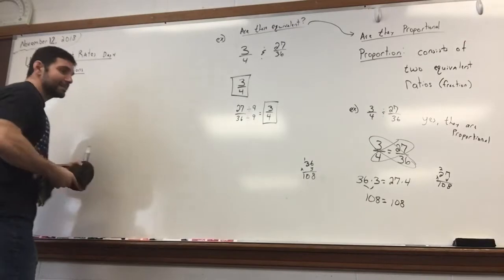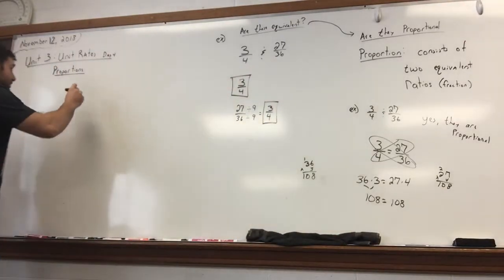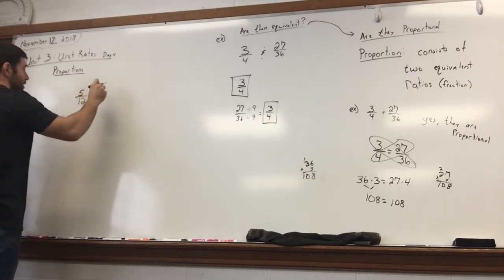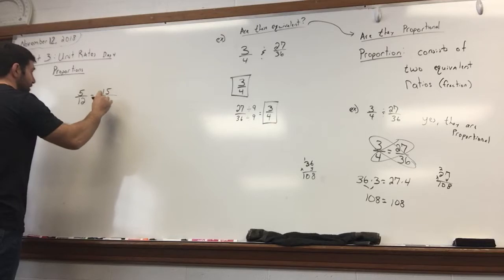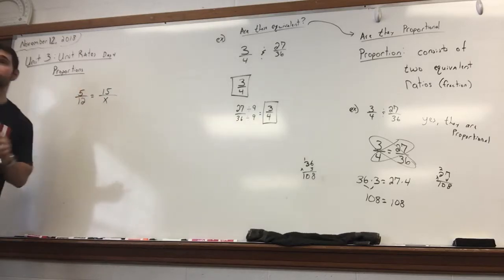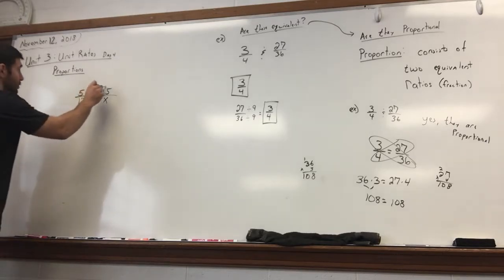So again, anytime you're given a proportion, we know they are equivalent. So if I give you 5/12 equals 15 over x, we know that this ratio is equivalent to this ratio. Even though they have different numbers, they will be the same when they are simplified. To solve for x, though, we cross multiply.